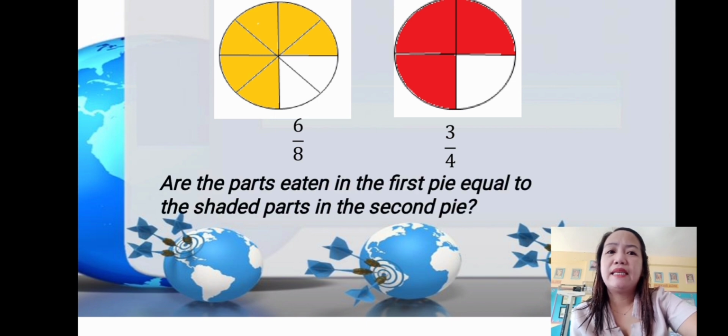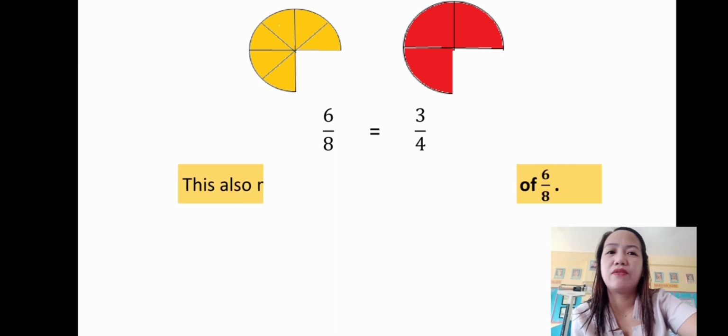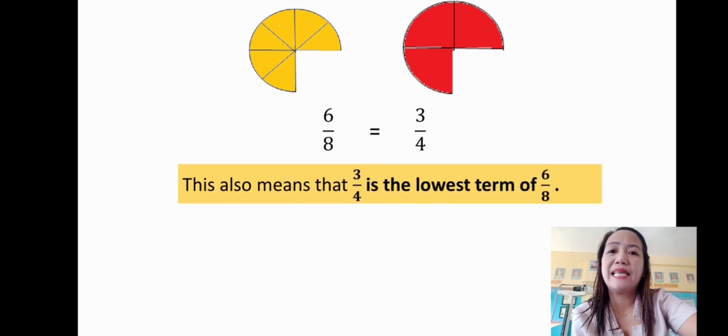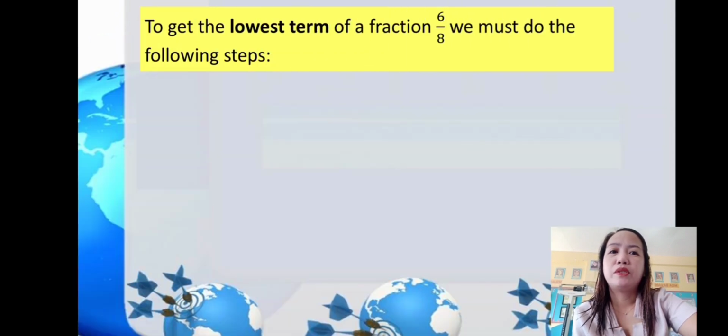Are the parts eaten in the first pie equal to the shaded parts in the second pie? Mag-equal ba sila? Yes. Paano? Tingnan natin. Parehas ba ang kanilang laki? Tama. So, ang 6/8 ay equal sa 3/4. This also means that 3/4 is the lowest term of 6/8. Paano nangyari? How do we get the lowest term of a fraction? To get the lowest term of a fraction 6/8, we must do the following steps.